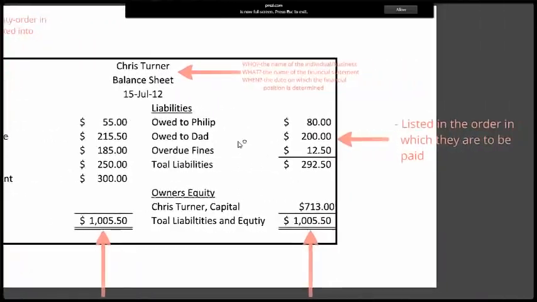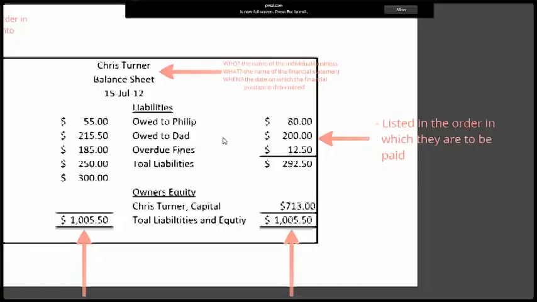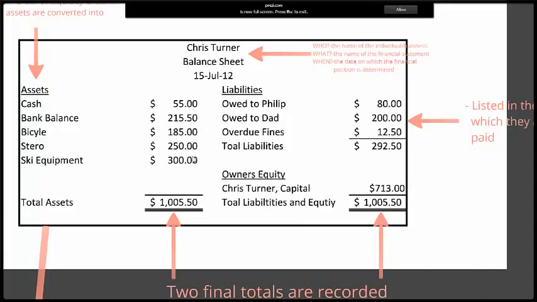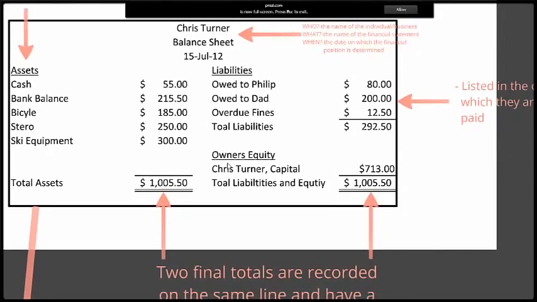Now your liabilities are listed in order in which they're to be paid. This is determined by creditors, the bank, and yourself. And once you have listed each account along with their monetary value, you're to determine their totals. So for assets, you're going to total everything up, mark it by single underline, write down total assets, and then write what the total is. Same as for liabilities, you're going to mark it with a single underline, write total liabilities, and then give what the total is.